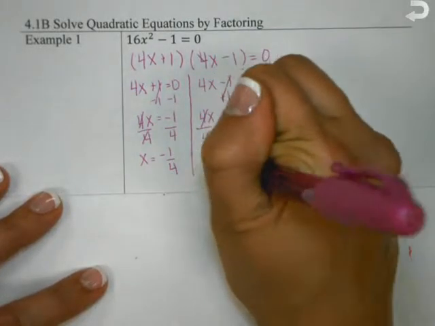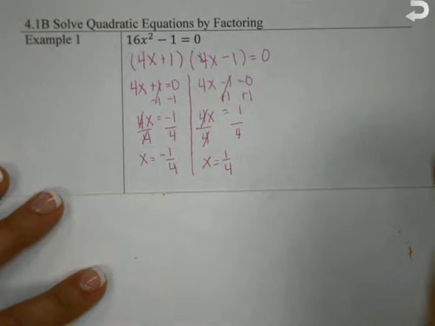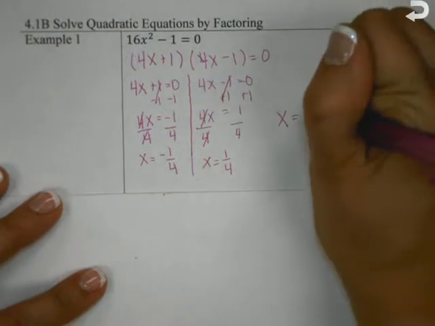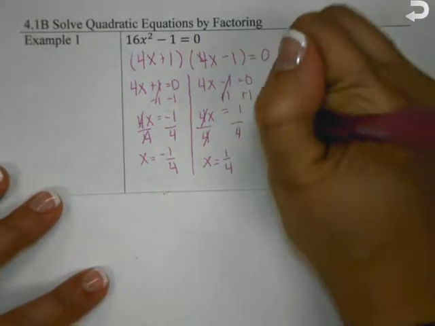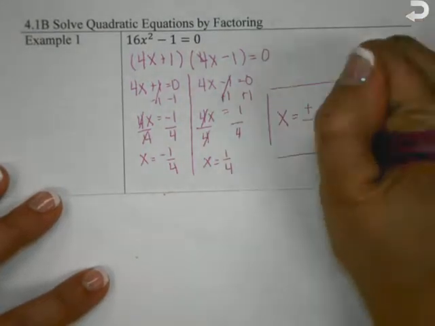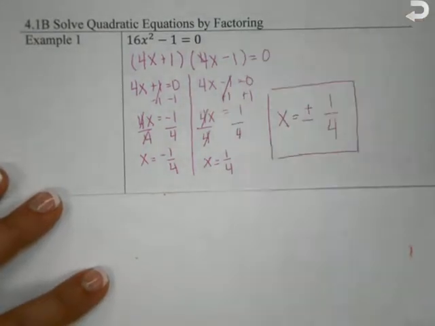So how could I rewrite that? X equals plus or minus 1/4. Sometimes you can go boom. Okay. Yes. Right on the board.